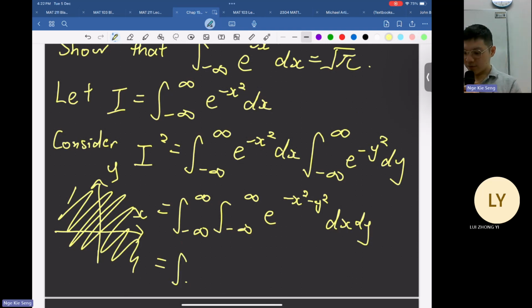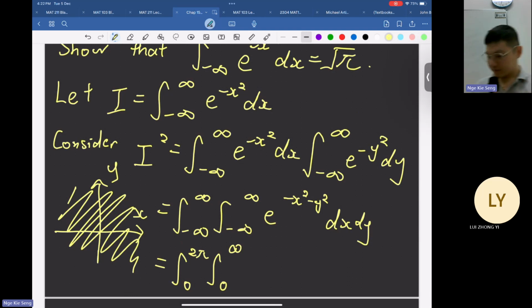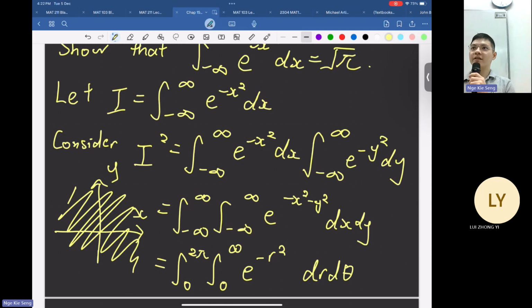0 to 2 pi. How about your radius? 0 to infinity. So you see, another advantage is there's 2 infinities here, and you manage to reduce it to 1 infinity. 3 of them become finite. Okay? And then e to the minus r squared dr d theta. Correct or not? Need an extra r. Okay, r. All right.